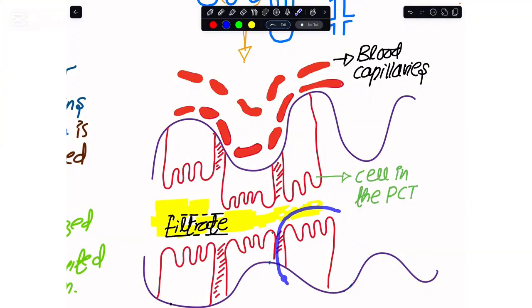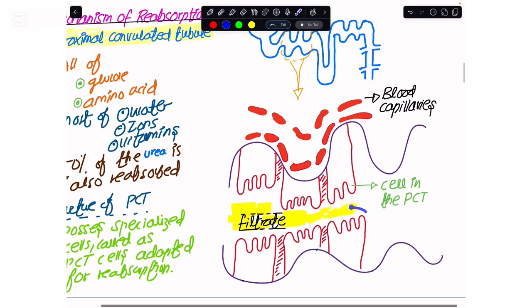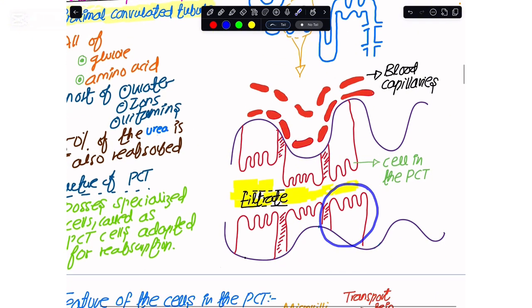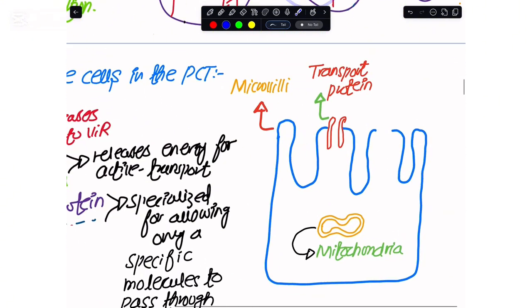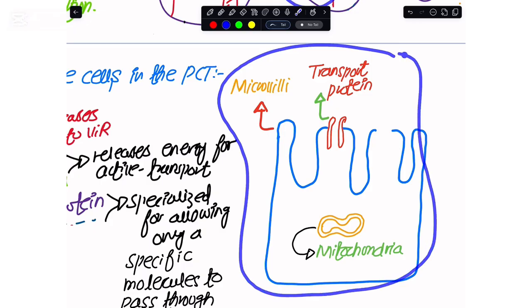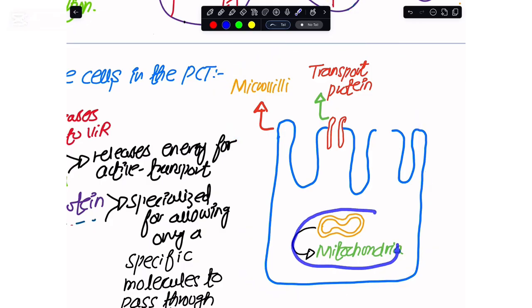This is not part of your syllabus, but we must be aware of how the cells in the proximal convoluted tubules are adapted for the reabsorption process. So I will take you to the structure of one PCT cell. In this proximal convoluted tubule cell, we have abundant mitochondria. We have transport proteins for the movement of glucose and amino acids, and these cells also have microvilli that increase the surface area to volume ratio.